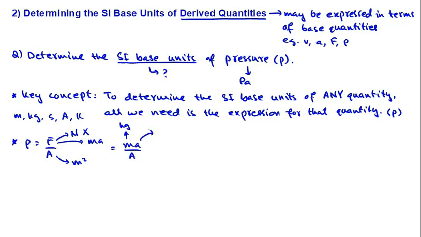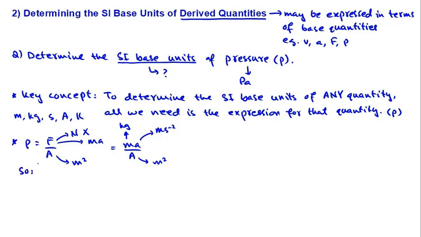a is acceleration. The SI unit of acceleration is meter per second squared, where meter and second are both SI base units, and capital A is area. The SI unit of area is meter squared, where meter is again an SI base unit. See students, we have finally obtained an expression for pressure in terms of quantities we know the SI base units of. Now let's use this expression to determine the SI base units of pressure.